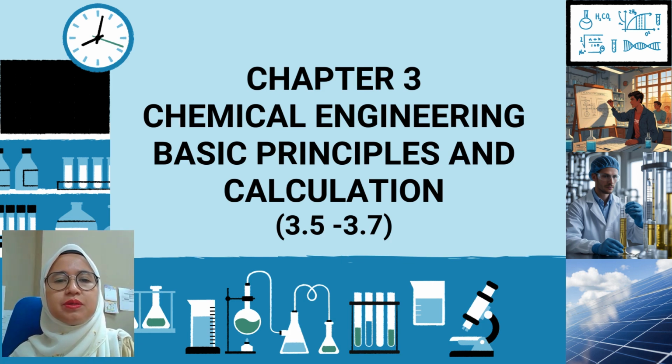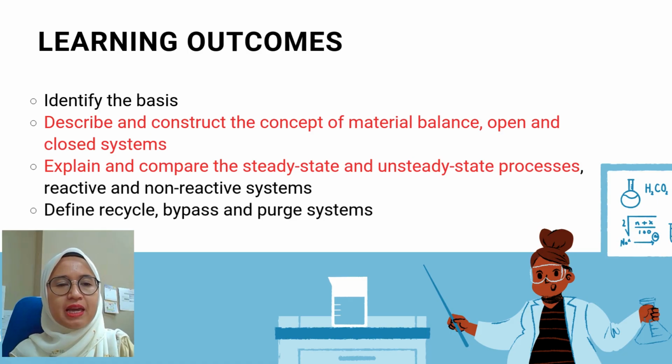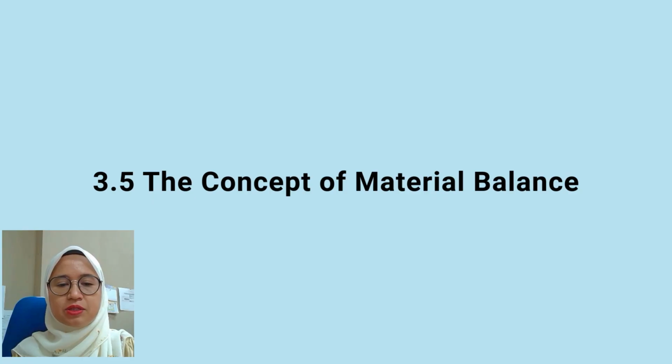So today we will cover chapter 3, the chemical engineering basic principles and calculation. By the end of this topic, students will be able to describe and construct the concept of material balance, open and closed system, and students also should be able to explain and compare the steady state and unsteady state process. Let's go to the concept of material balance.